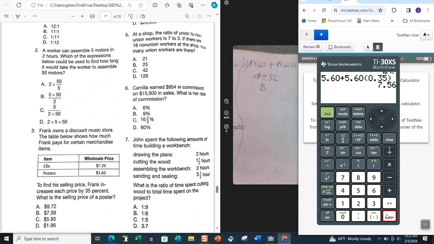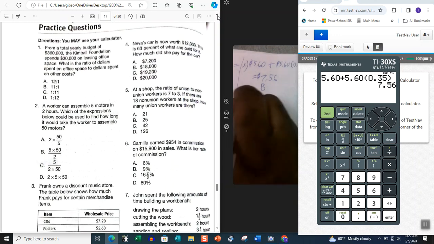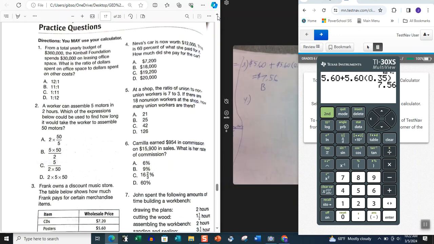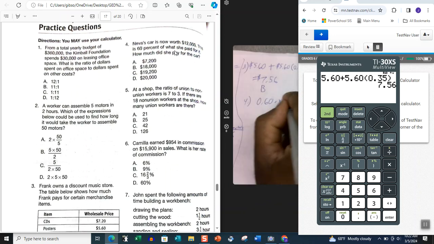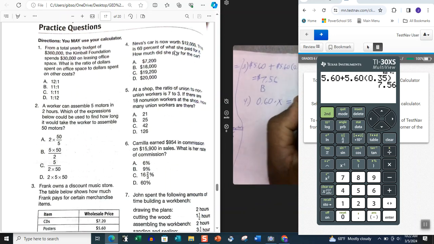All right, now we go here to problem 4. It says Neva's car is now worth $12,000. This is 60% of what she paid for it. How much did she pay for the car? So what we would have to do is read this problem out here. It says, how much did she pay for the car? She paid 60% of some value. So you would do 0.60 times X. And 60% of that value is $12,000.